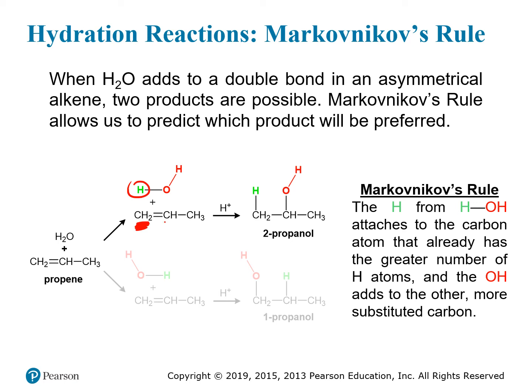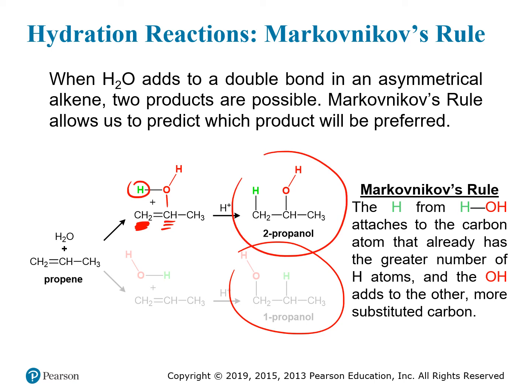The other carbon, which has fewer hydrogens, is going to end up with just an oxygen attached to it. And so it's going to stay with fewer hydrogens. This is the essence of Markovnikov's rule. In reality, both products are actually produced, but the Markovnikov product is the major product.